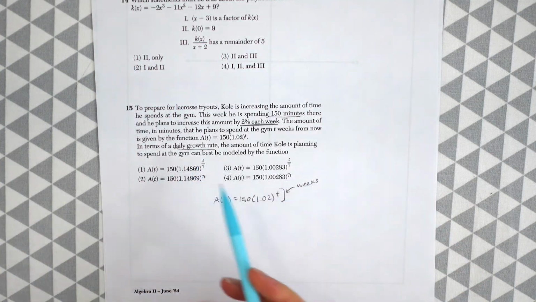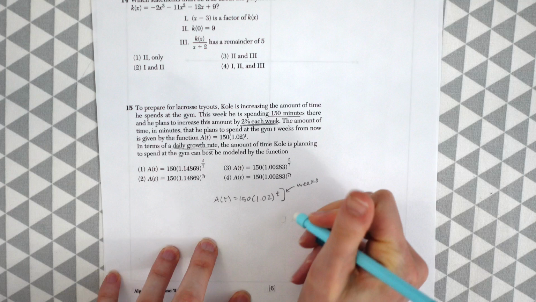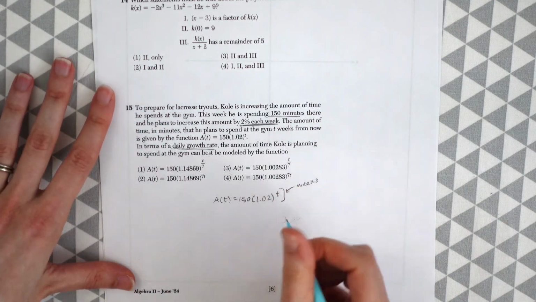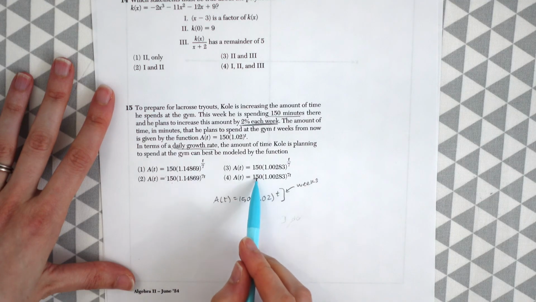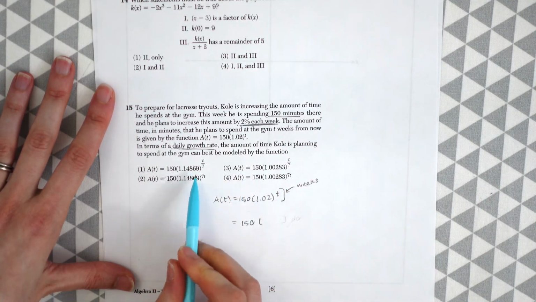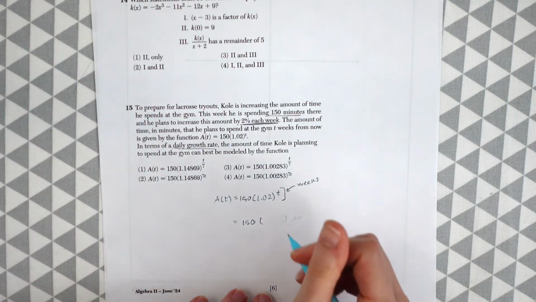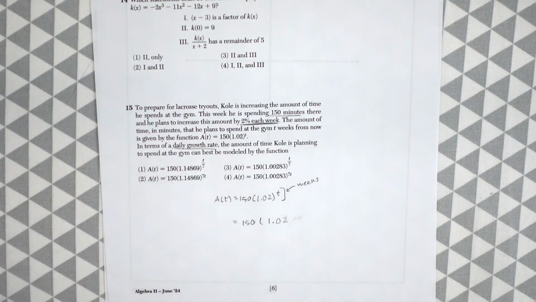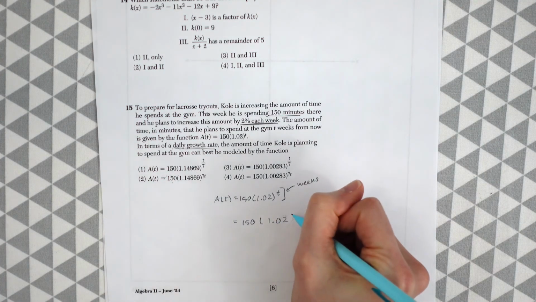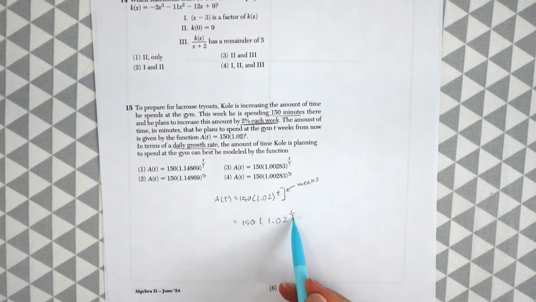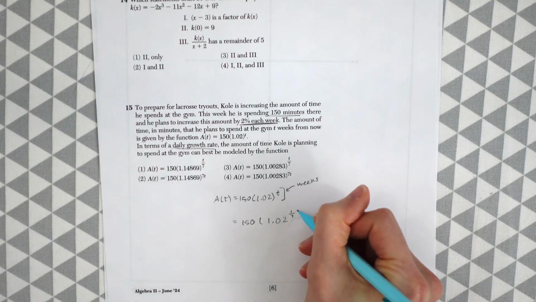But what are they asking for? They're asking for the daily growth rate. So how can we make this function into daily growth rate? So notice if you look at our answer choices, the initial value stays the same, but the growth rate is being adjusted. So we're going to do 1.02 and do something to it. So because this is weekly, what we can do is raise this to the 1/7, representing 1 day out of 7 days, 7 days in the week.